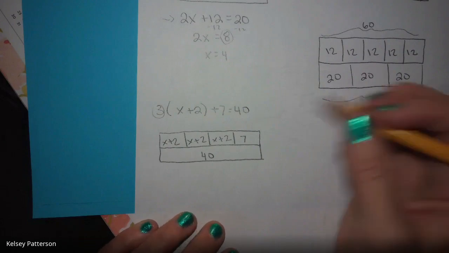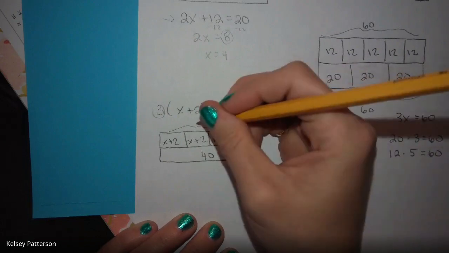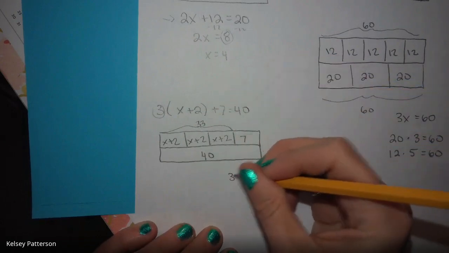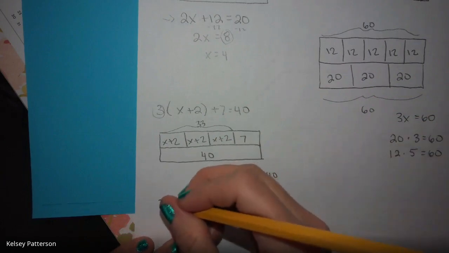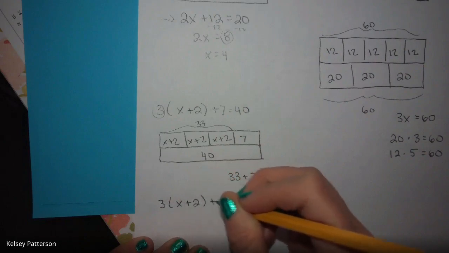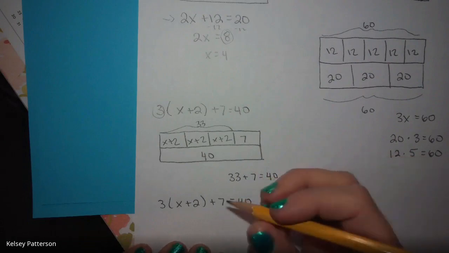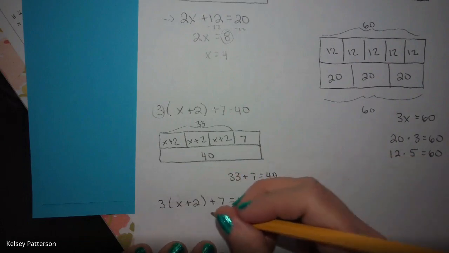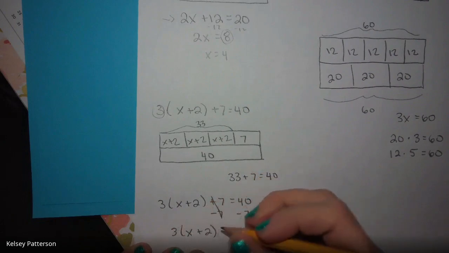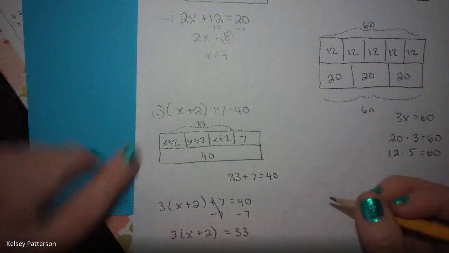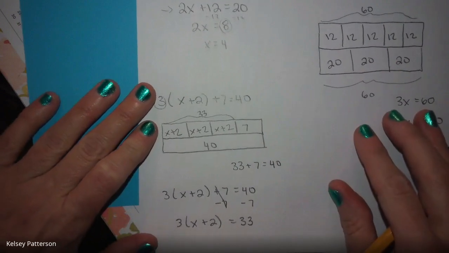So visually, I can now see that I have these unknown amounts that must equal 33, because I know 33 plus 7 equals 40. But if I was solving with my rules of inverse operations, my first step would have been, well, I'd have a couple options. I could have done the distributive property, or I could have gotten rid of this 7. And then I would have been left with 3 times the quantity x plus 2 equals 33, which is what my visual shows here, I have these 33 kind of unknown boxes.